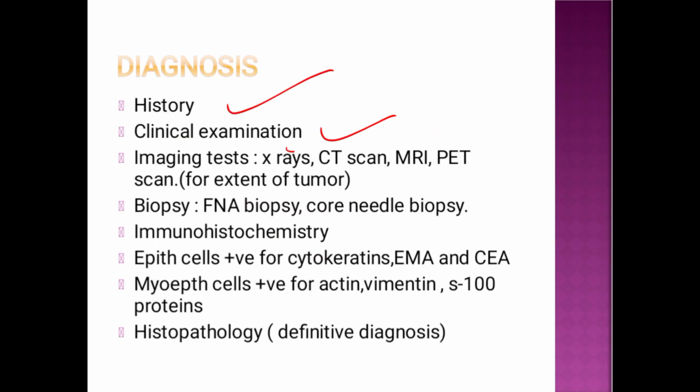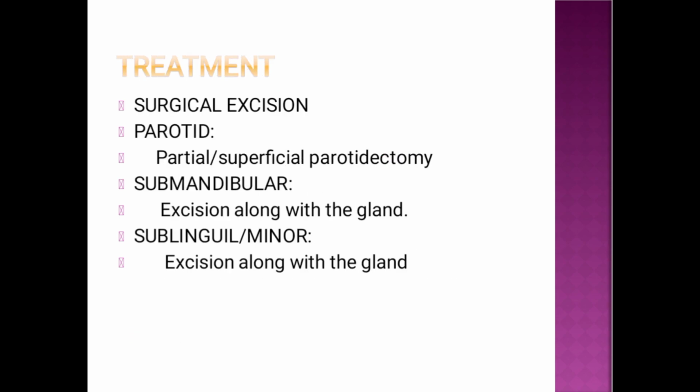You will do X-ray, then CT scan, MRI, and PET scan for extension of the tumor. For biopsy, FNA biopsy or core needle biopsy. Immunohistochemistry: epithelial cells are positive for cytokeratins, and myoepithelial cells are positive for actin, vimentin, and S100 proteins. Histopathology.